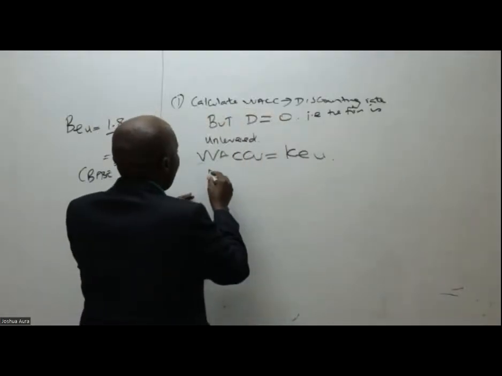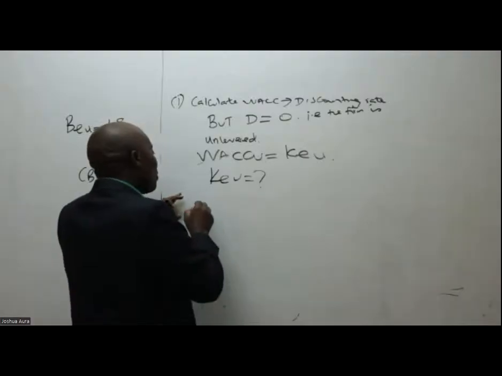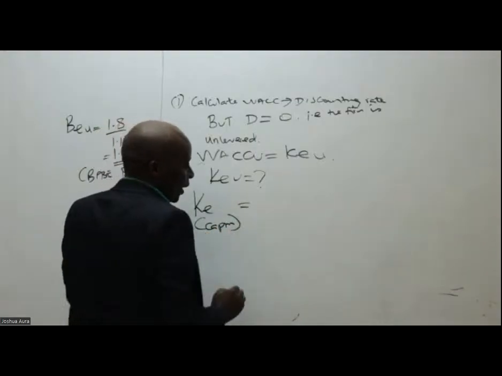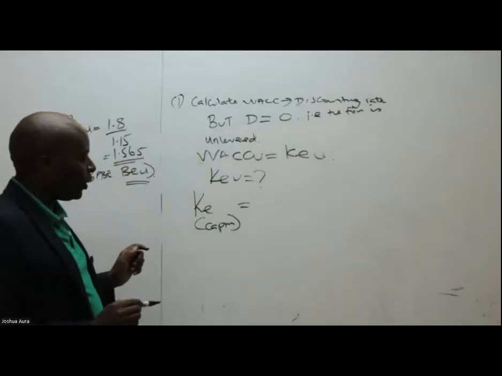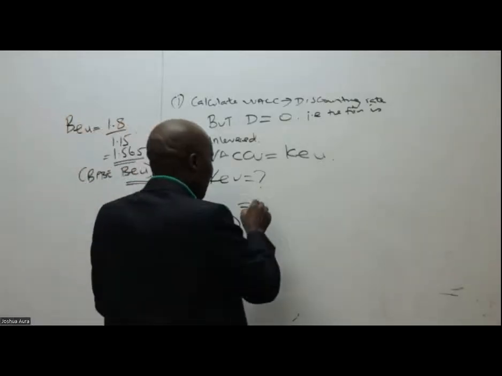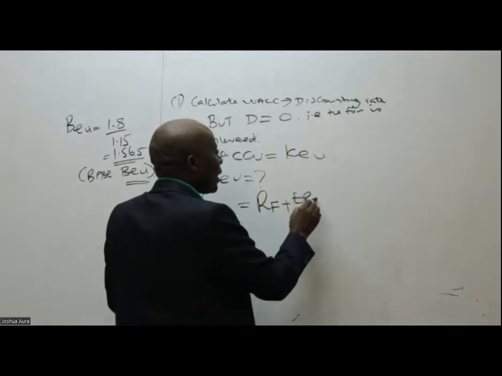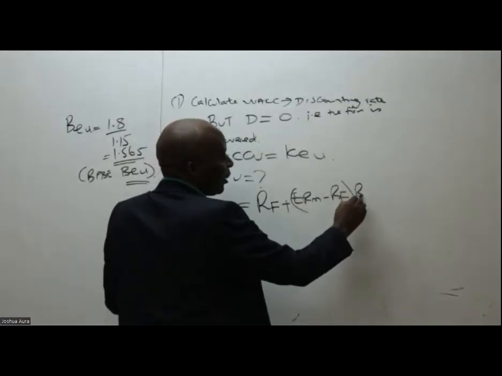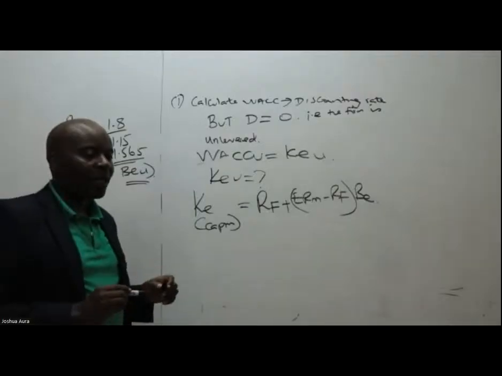So how do we get this Ke U then? First of all, we know one of the functions of CAPM is to calculate cost of equity. And this CAPM goes like this. CAPM will be equal to risk-free plus expected return of the market minus risk-free, multiplied by what here, somebody? Beta equity. Multiplied by beta equity.